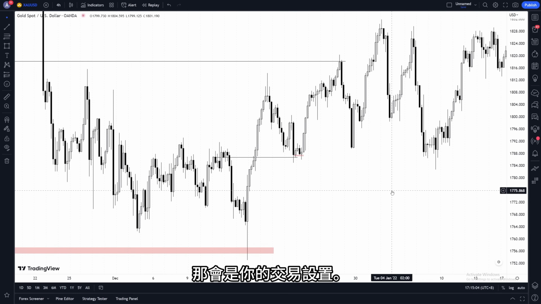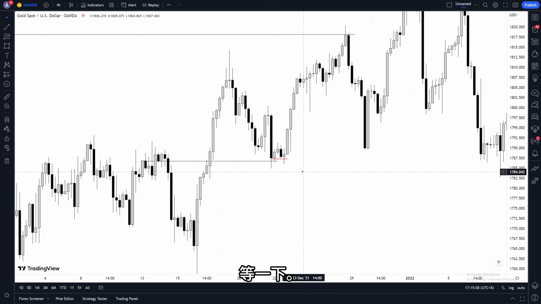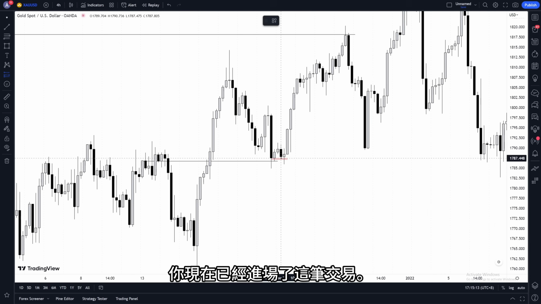But anyway, you get the point. That would be your setup. Isn't that the early entry setup? Yes, it is. Okay, so now what do you do? Hold on. What do you do? You've now entered this trade. You've now entered this trade right here.